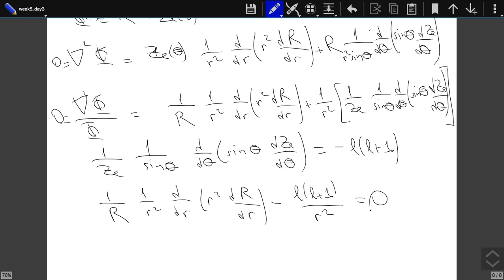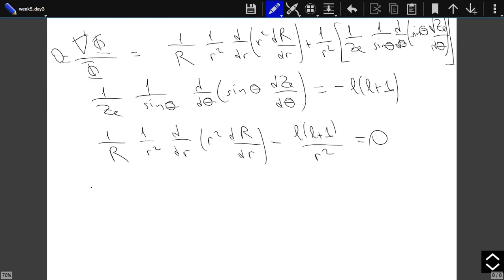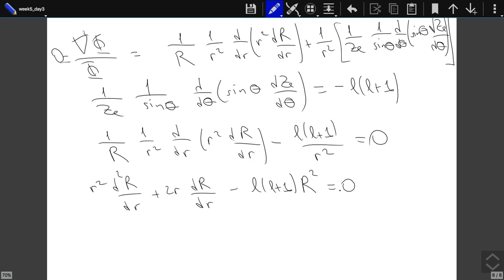Do you know how to solve this equation? Let me rewrite this. Let me multiply everywhere by r squared, so I will get rid of that r squared. Let me multiply by r and take that derivative. When I do that, that equation becomes r squared times the second derivative of capital R, plus twice r times the first derivative of capital R, minus L times L plus 1 times R. This is equal to 0.